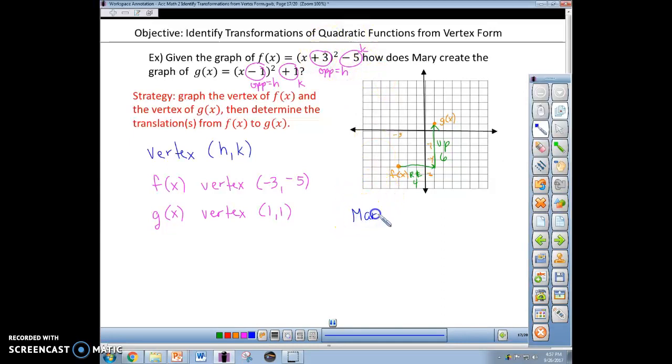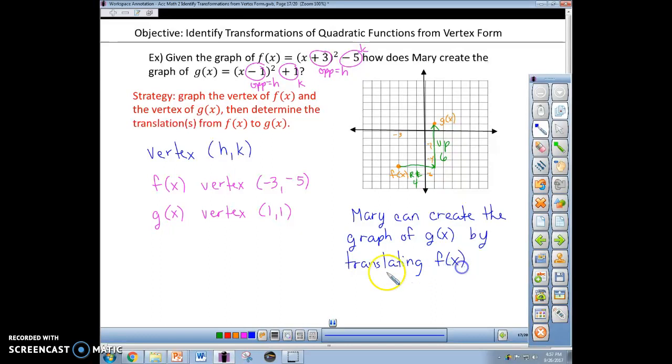So Mary can create the graph of g of x by translating f of x right 4 units and up 6 units.